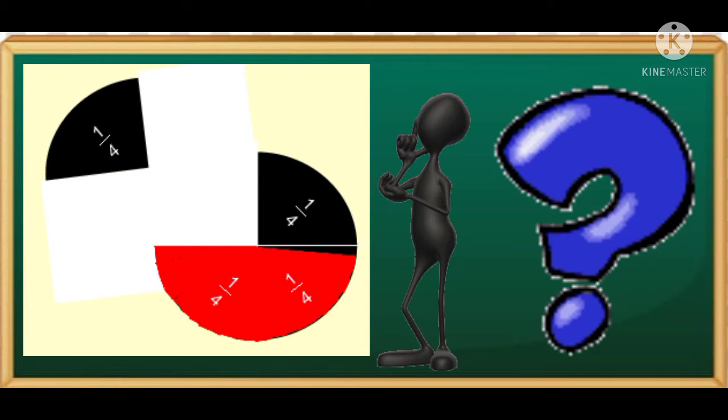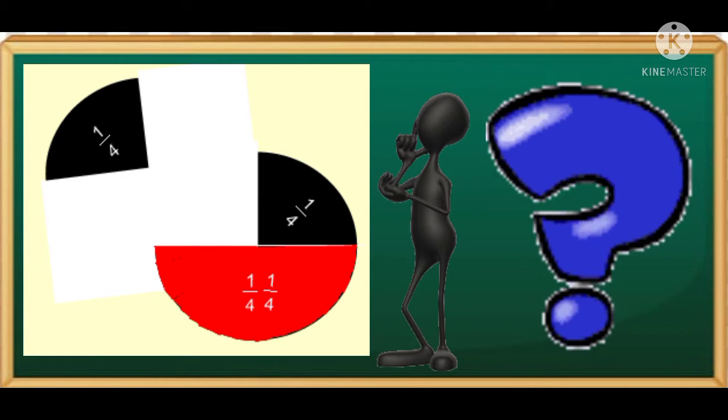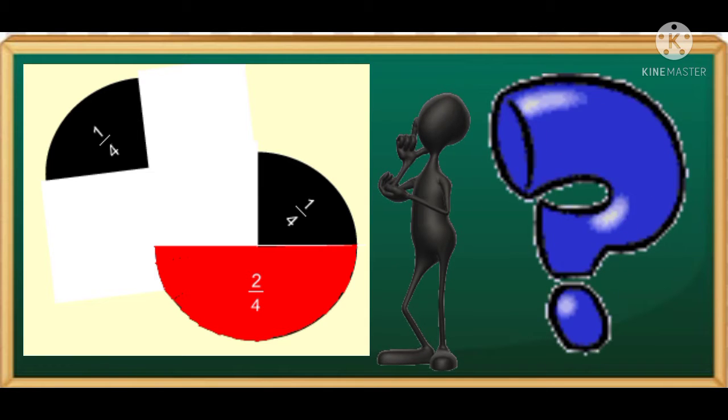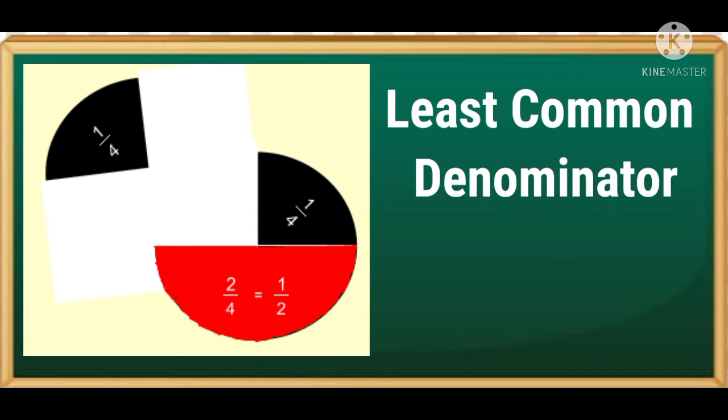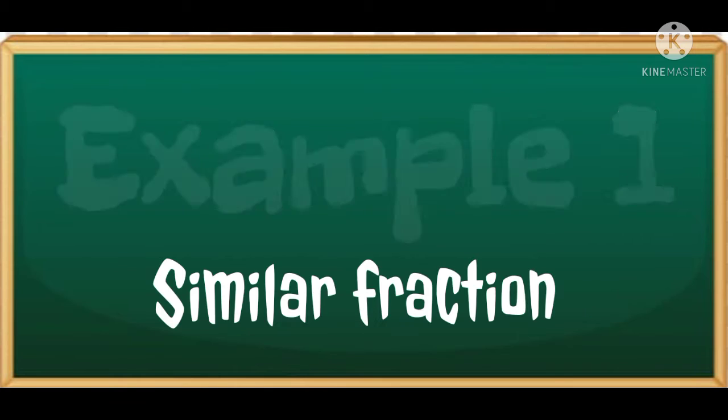Okay, now, how are we going to add and subtract fractions? To add and subtract the dissimilar fractions, you need to find the smallest number that can be divided by the denominators. This is called least common denominator or LCD. Okay, here is the example.